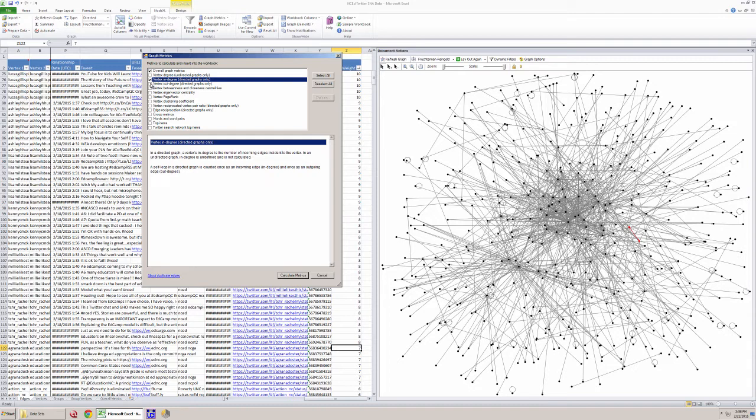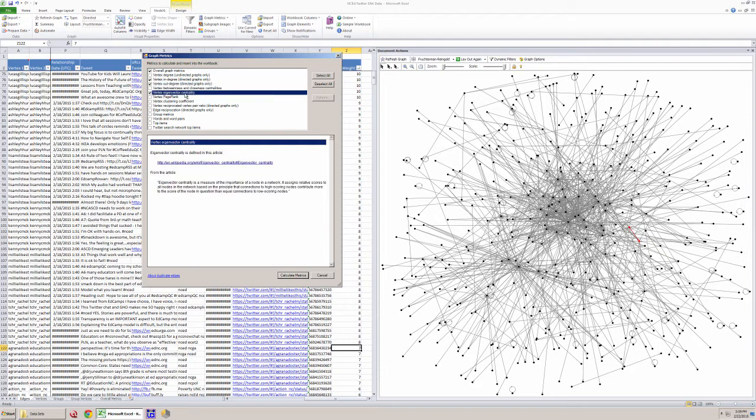We are also going to get a vertex out degree. In this particular context, this is the number of people that you have mentioned or replied to in a specific tweet. We're also going to get some other measures. This is the eigenvector centrality. This is a measure of not only how central you are to the network, but how well connected you are to other people who are central to the network.